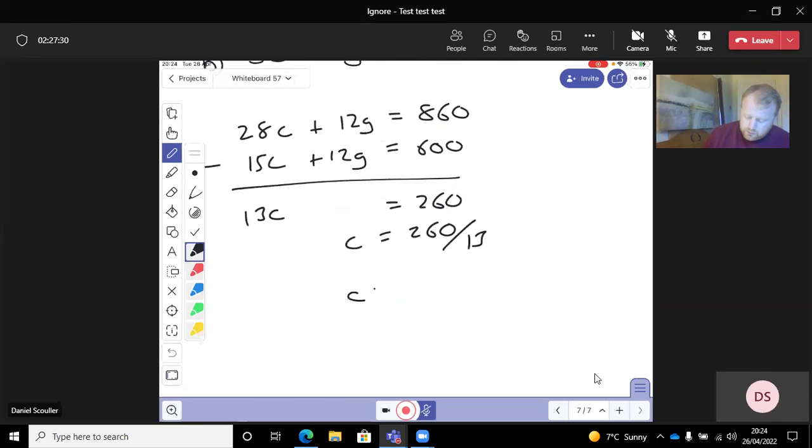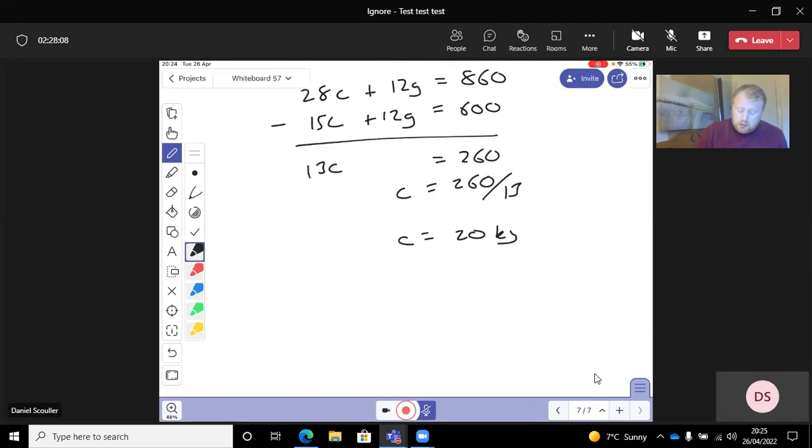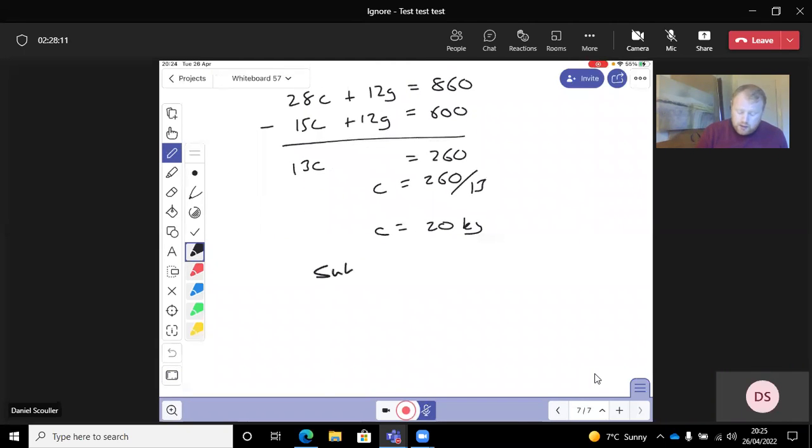Okay, so to find out what C is, you need 260 divided by 13. Now, this is non-calculator. Usually they make the equation quite simple. Now, that looks quite hard because it's quite a high number on top. But if you just hide that 0 for a second and think about what 26 divided by 13 would be, that would just give you 2. So 260 divided by 13 would give you 20. 20 kilograms.